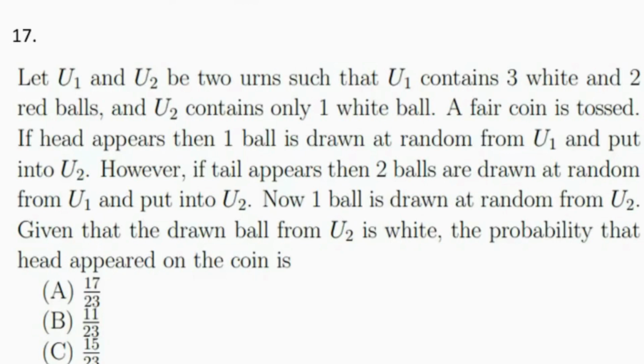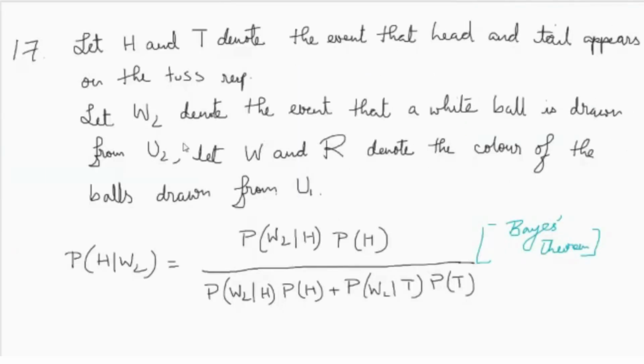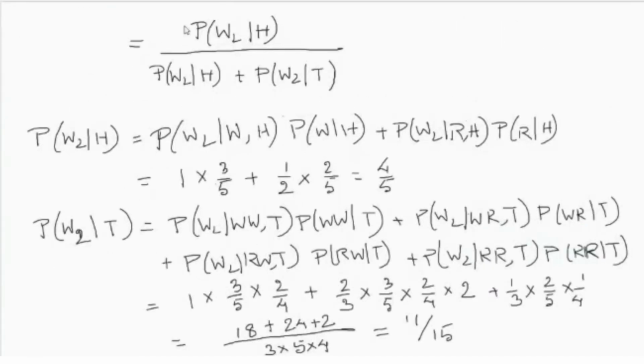So obviously, this is another classic example of Bayes theorem with a twist, in the sense that in Bayes theorem we usually deal with 2 events. Here we are dealing with 3 events actually. So the solution is here. H and T denote the event that head and tail appear. W2 is the event that a white ball is drawn from U2. W and R denote the color of the ball drawn from U1. So probability of H given W2 is simply this expression, a very well-known expression from the Bayes theorem. So I'm not going into that, which comes out to be this.